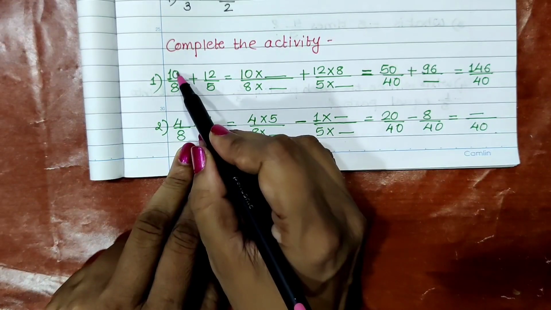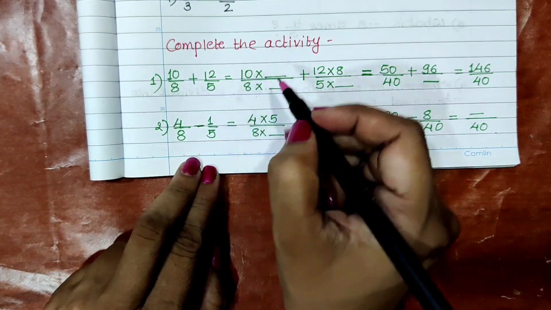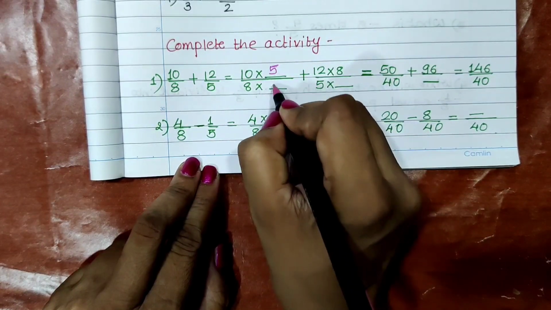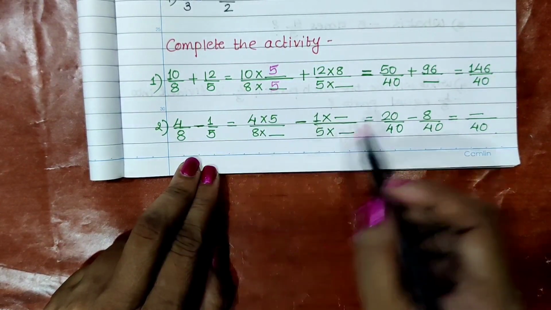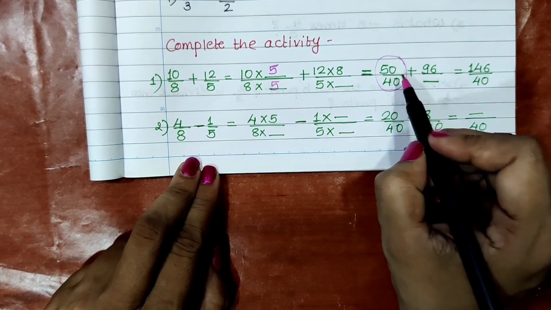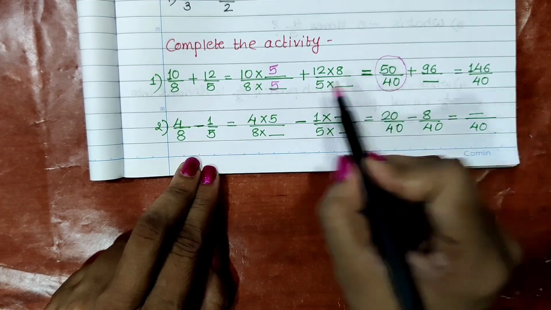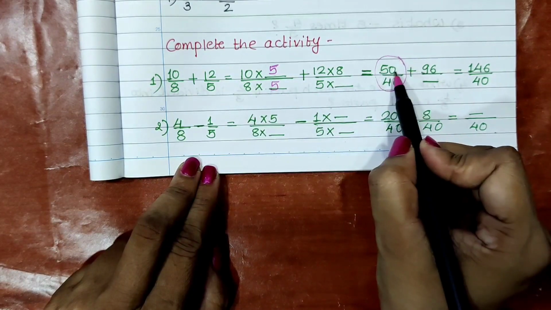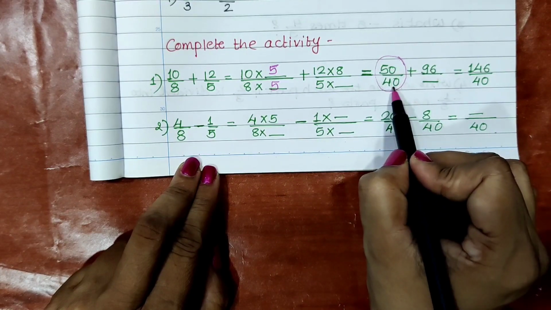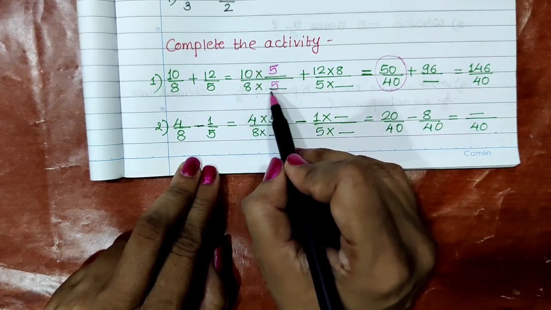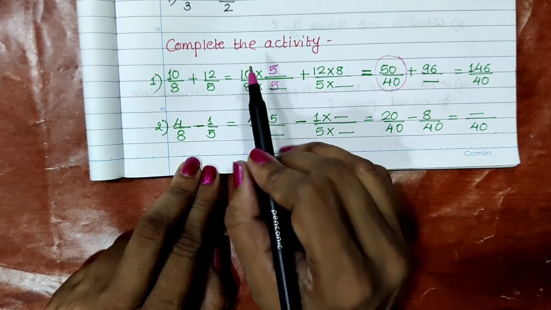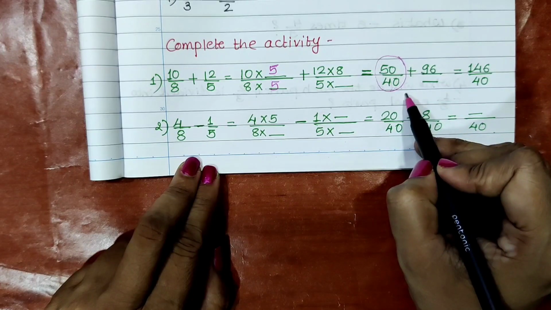So let us multiply 10 upon 8 by 5. That means we have to multiply 10 also by 5 and 8 also by 5. See children, here the answer is given. We have given 50 upon 40. So 10 multiplied by 5 is 50 and 8 multiplied by 5 is 40. So from this answer also you can conclude by which number we have to multiply 10 and 8 to get the answer 50 upon 40.